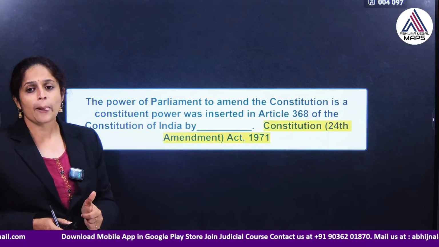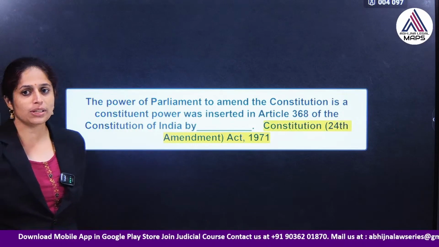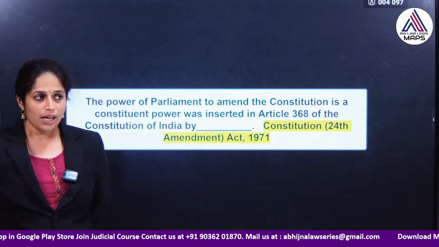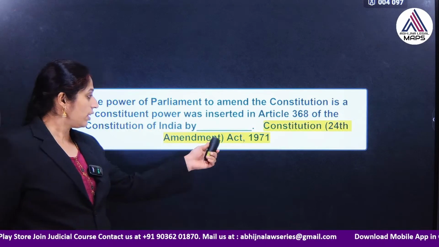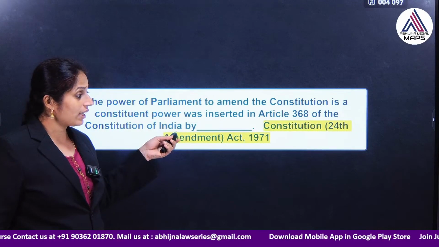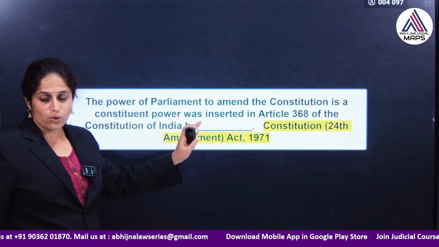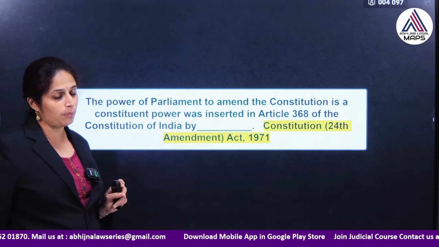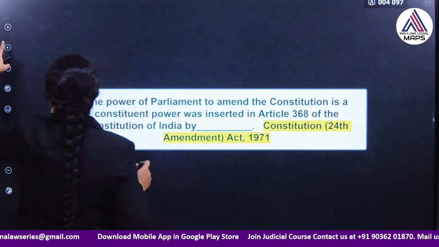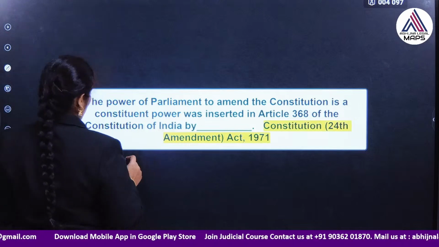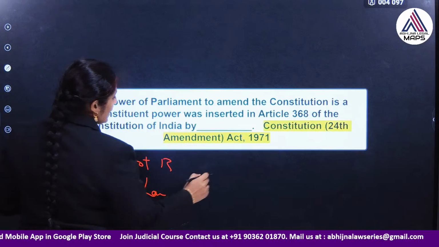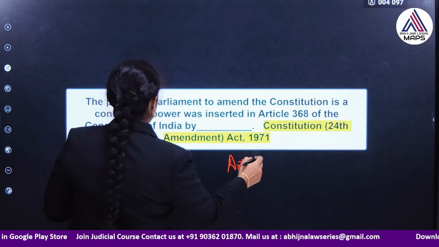The next question is, the power of parliament to amend the constitution is a constituent power, was inserted in article 368 of the Constitution of India. See, this is a very important enactment, and this was also held to be valid in the Keshavananda Bharati case. There also it was held to be valid, the Constitution 24th amendment. And see, the basic conflict was between article 13 and article 368, because article 13 defined what is law and article 368 said regarding what is constitutional amendment.